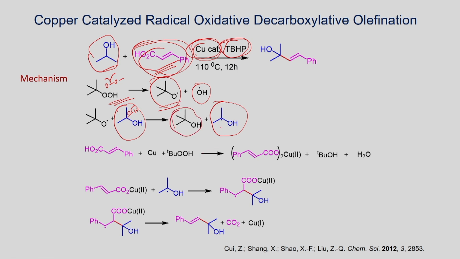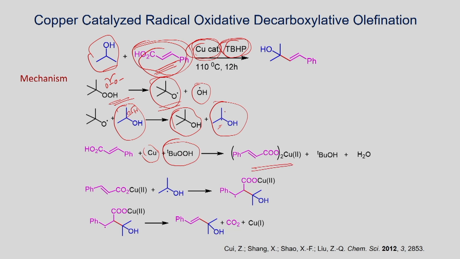Once you form this hydroxy radical, this radical can undergo an addition reaction with the double bond. So now the cinnamic acid undergoes reaction with the copper. You use copper 0, which undergoes reaction in the presence of tertiary butyl hydroperoxide. It oxidizes the copper 0 to copper 2. You form the copper 2 carboxylate.